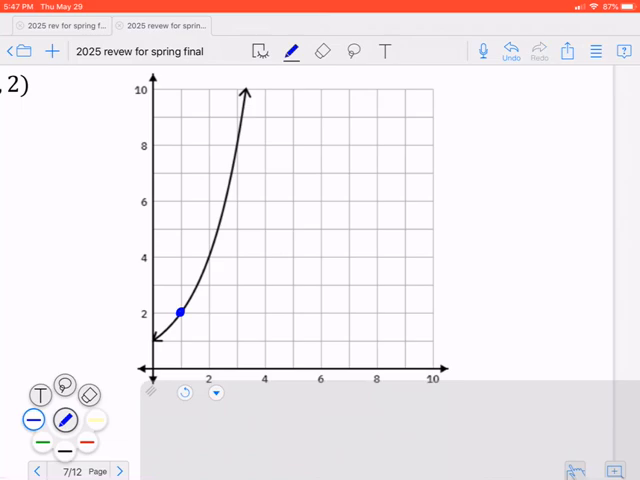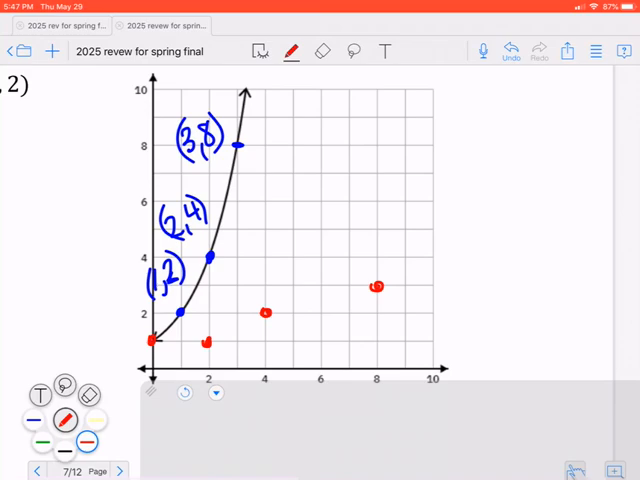So that point is over 1, up 2. This point is over 2, up 4. And it looks like right there, over 3, up 8. So the inverse then: 1, 2 becomes 2, 1. 2, 4 is 4, 2. 3, 8 is 8, 3.